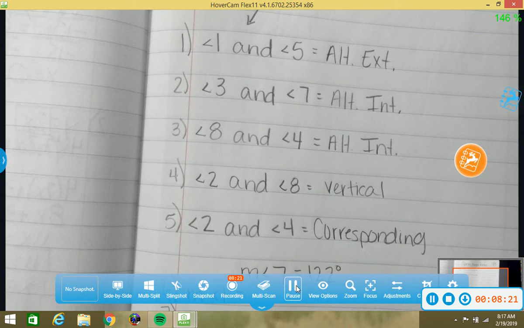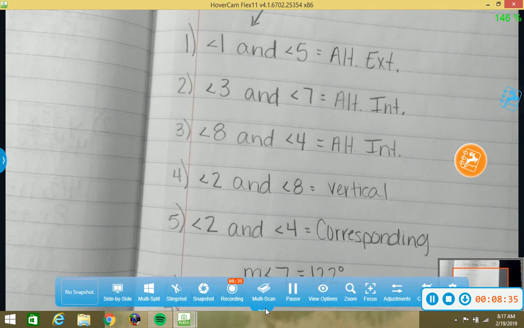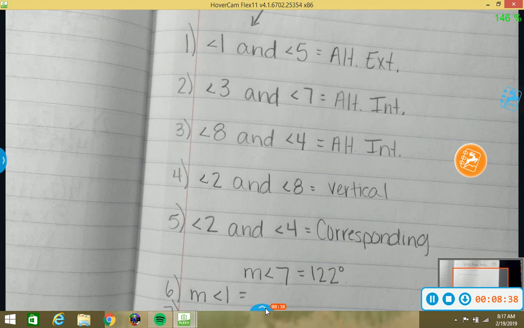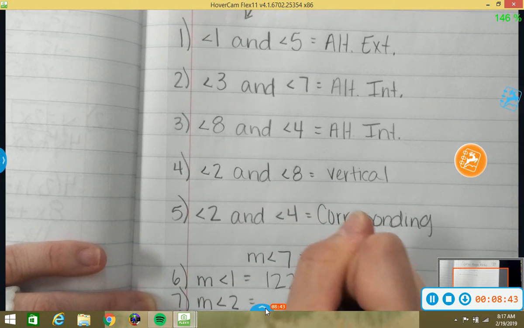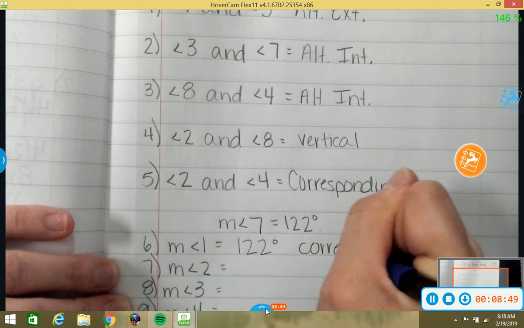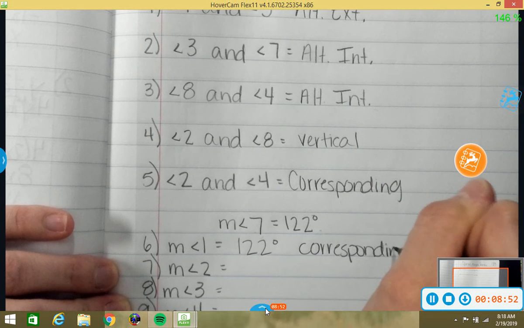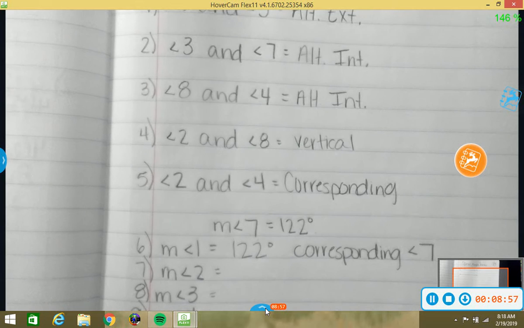Alright, so what's the next easiest one? 1. Okay, you're saying 1. Why 1? They're corresponding, okay? So what is the measure of angle 1? 122. Okay, and it's corresponding to what? 7. To angle 7. Alright? So I've given it a vertical, a corresponding.